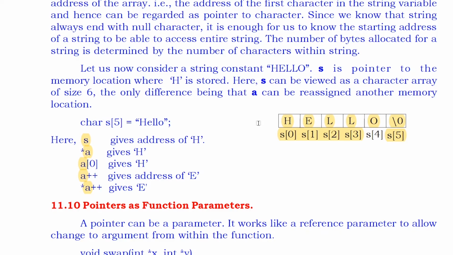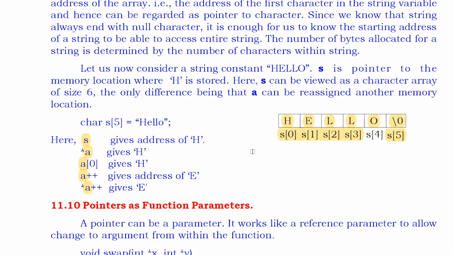That's the difference. You can see here s of 0 and star s are both the same, h. s plus plus means s will be moved to the next memory, and that gives the address of e. Star s plus plus gives the value of e. That is the basics. If you understand these things and you know how pointers work, you have understood.